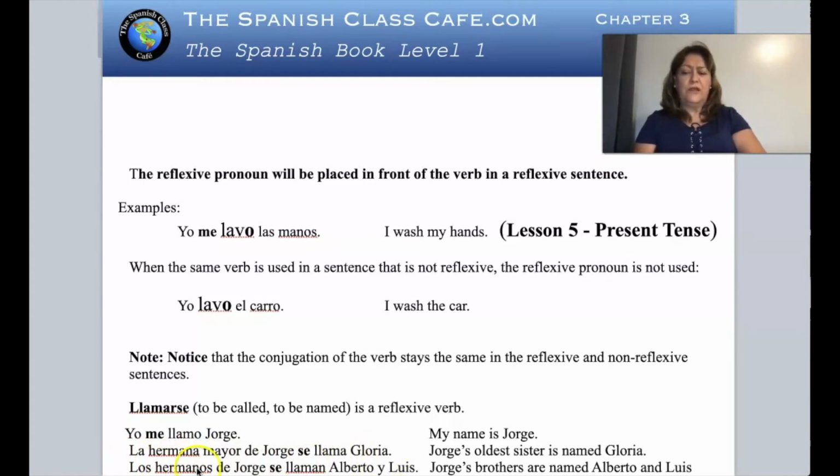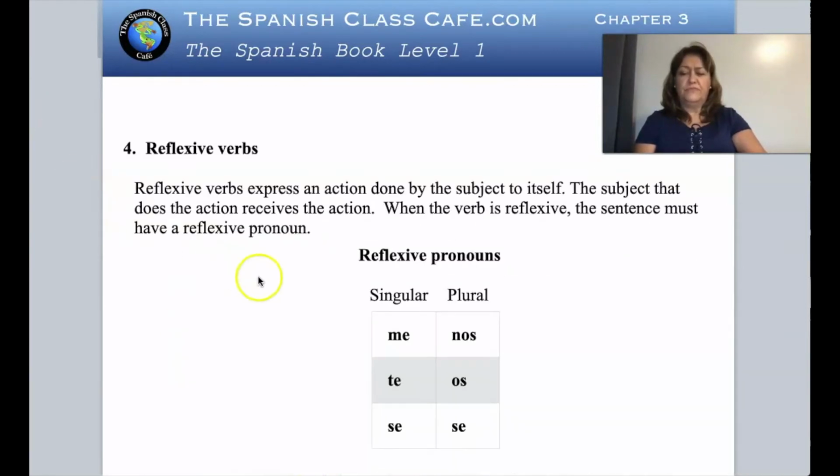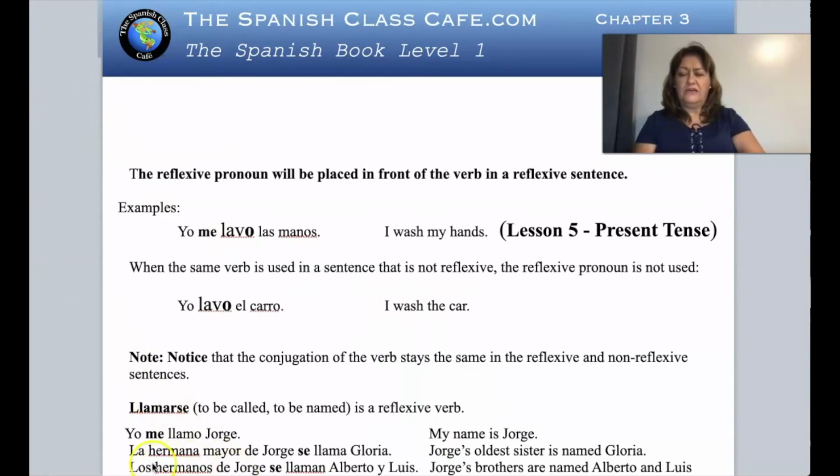Now if we use the plural, los hermanos de Jorge se llaman Alberto y Luis. Okay, now it's again se, because, as you notice, singular or plural will be se. Then for él, ella, usted it is se. And for ellos, ellas, ustedes it is se. That's why in here, los hermanos de Jorge, that will be they, se llaman Alberto y Luis.